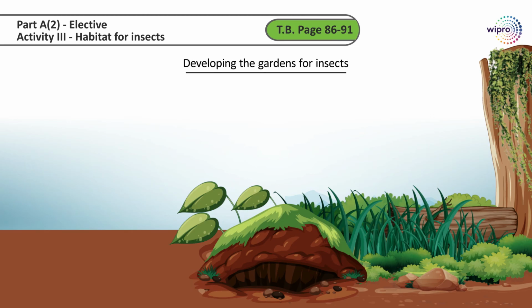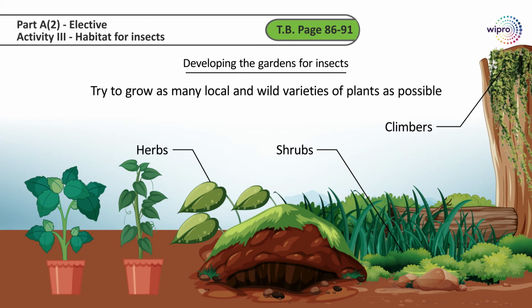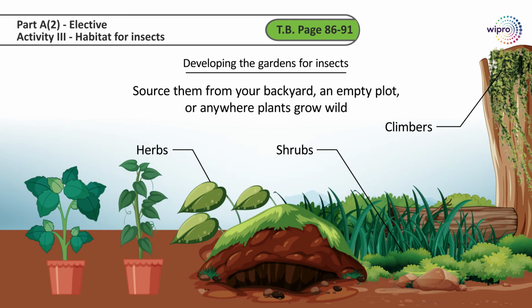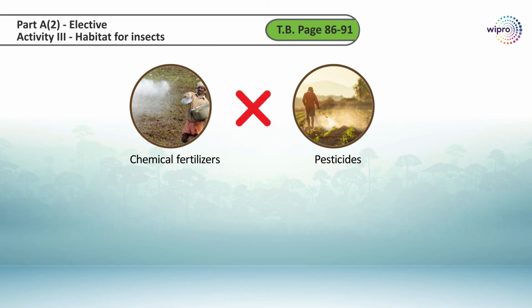Develop a garden for insects by planting herbs, shrubs, and climbers that attract insects, either in pots or on the ground around the insect home. Try to grow as many local and wild varieties of plants as possible. Source them from your backyard, an empty plot, or anywhere plants grow wild. This gives you an opportunity to observe which plant attracts what kind of insects. Avoid any form of chemical fertilizers or pesticides for your plants.